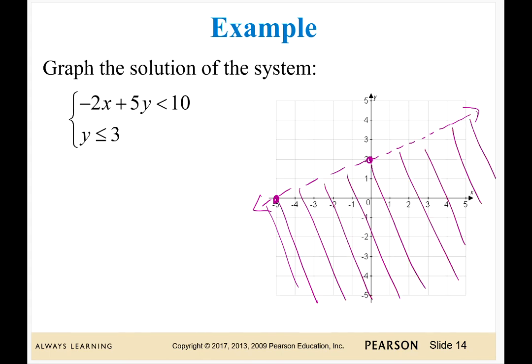All right, so there's your first one. And then we're going to go to the second one. The second one, y is less than or equal to 3. Notice this is a horizontal line at 3. It is equal, so it's going to be solid, got the equal sign there. And we're going to do y is less than 3, which means we're shading below.